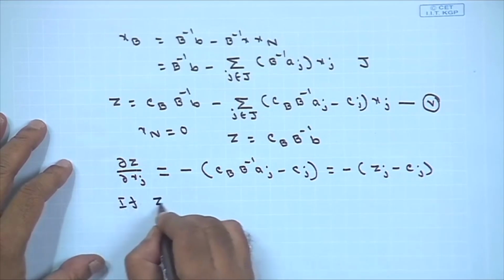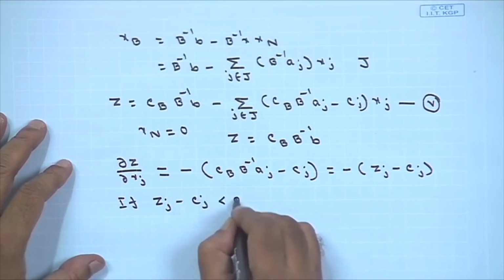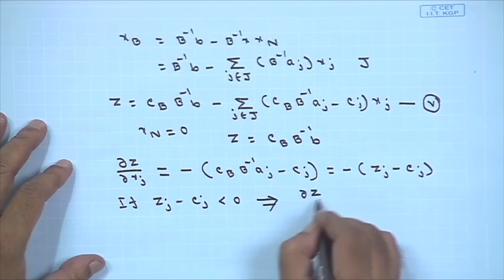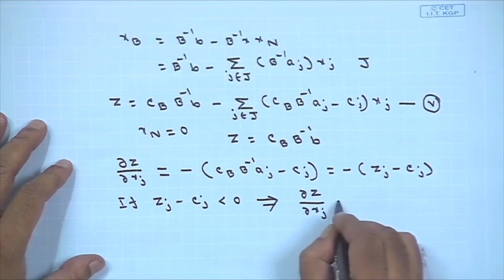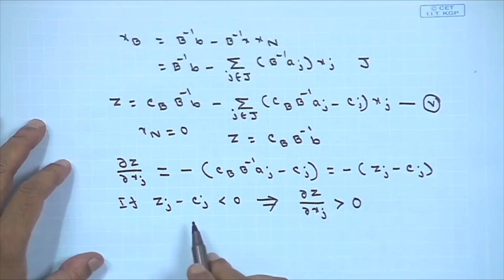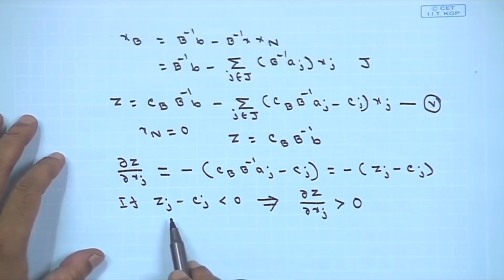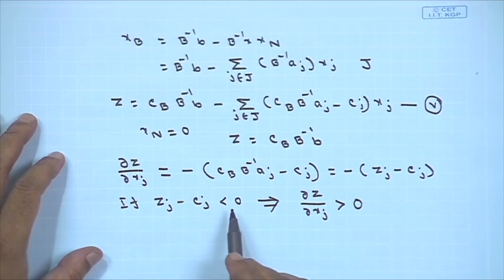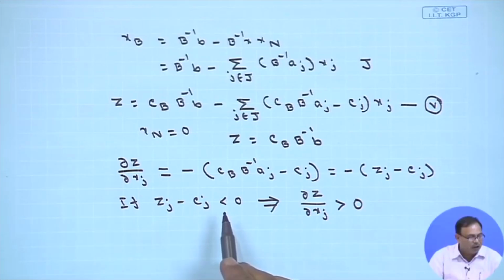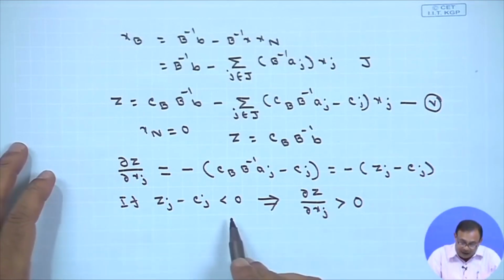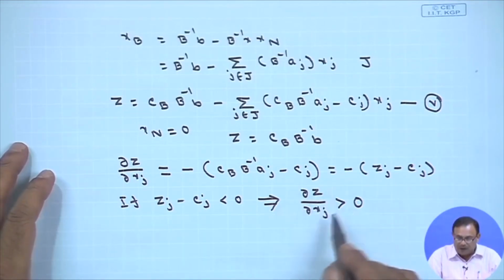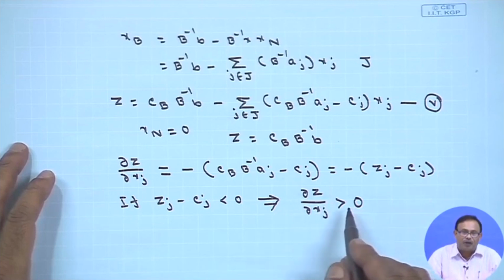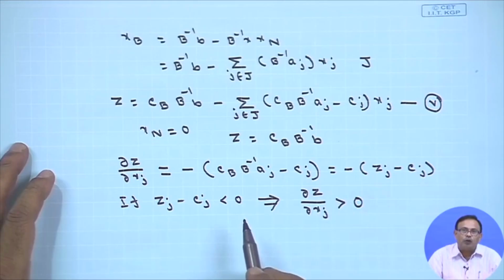Now, if z_j minus C_j is less than 0, this implies del z by del x_j is greater than 0. So, we can say from here that if the value of the non-basic variable x_j increases from its current value, then the value of z also will increase. Please note this one: since the first derivative is greater than 0, therefore, the value of the objective function also will increase.